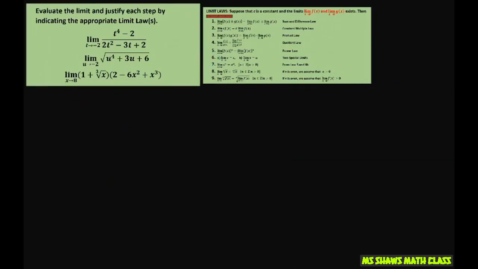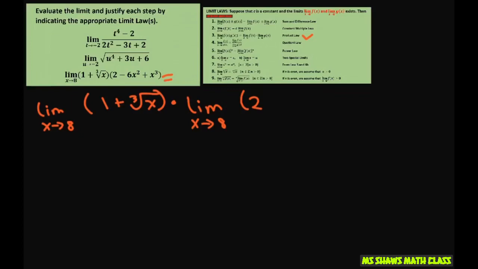Okay. And the last one, the first thing we're going to be using is the product rule and split that up. So when you split that up, I'm going to take this so I don't have to write it. This equals the limit as x approaches 8 of 1 plus cube root of x, and then you just put a dot here for times the limit as x approaches 8 of 2 minus 6x squared plus x cubed.